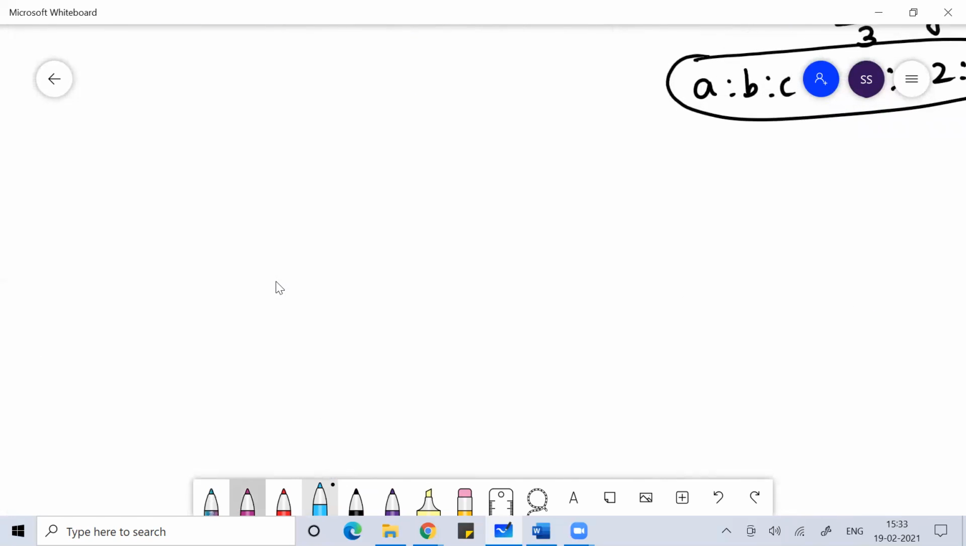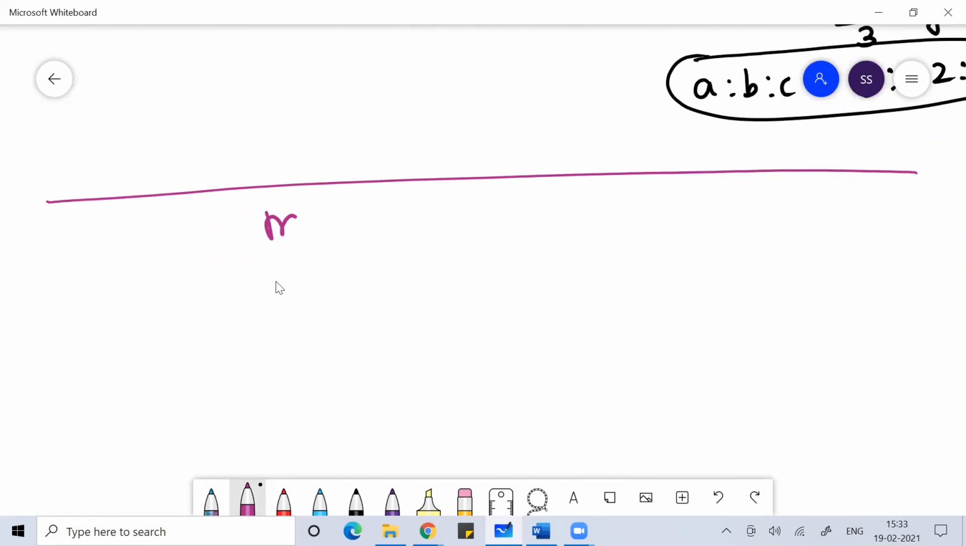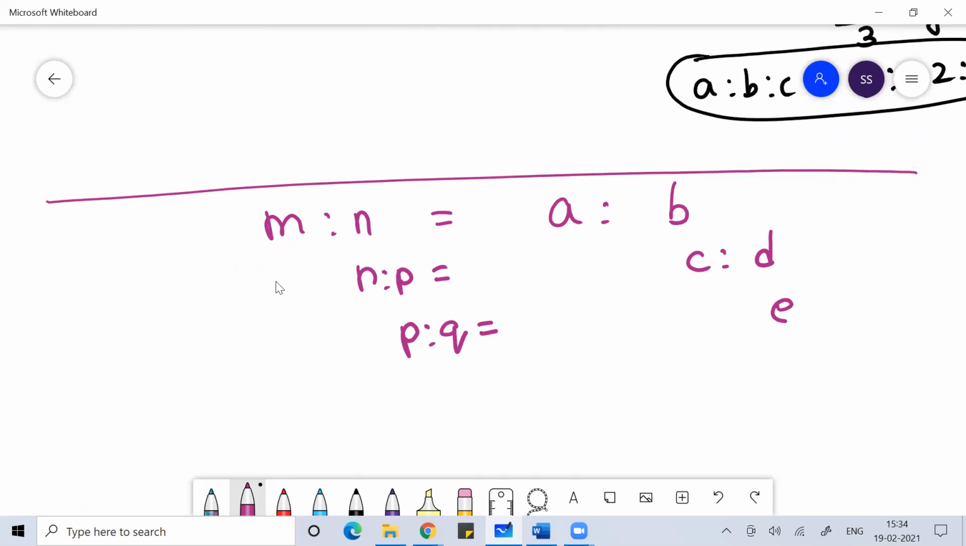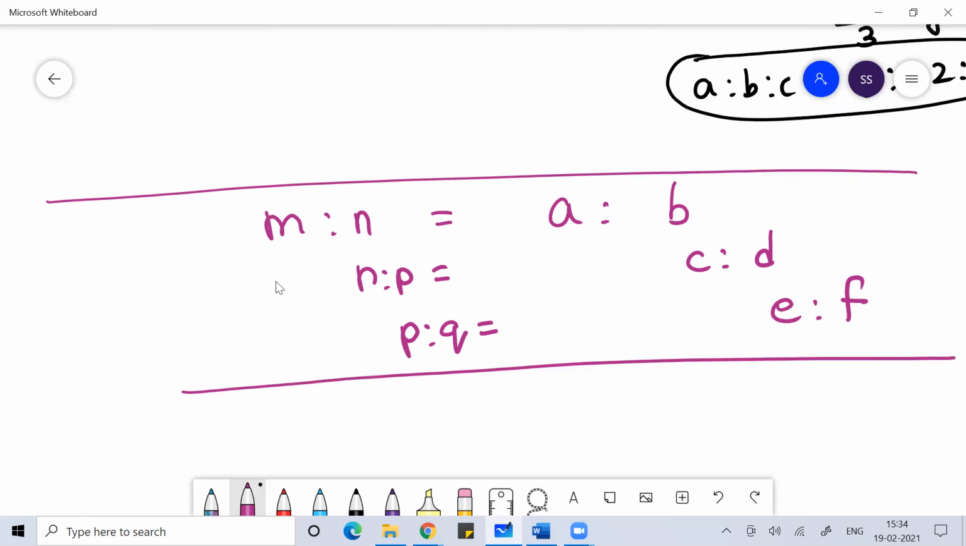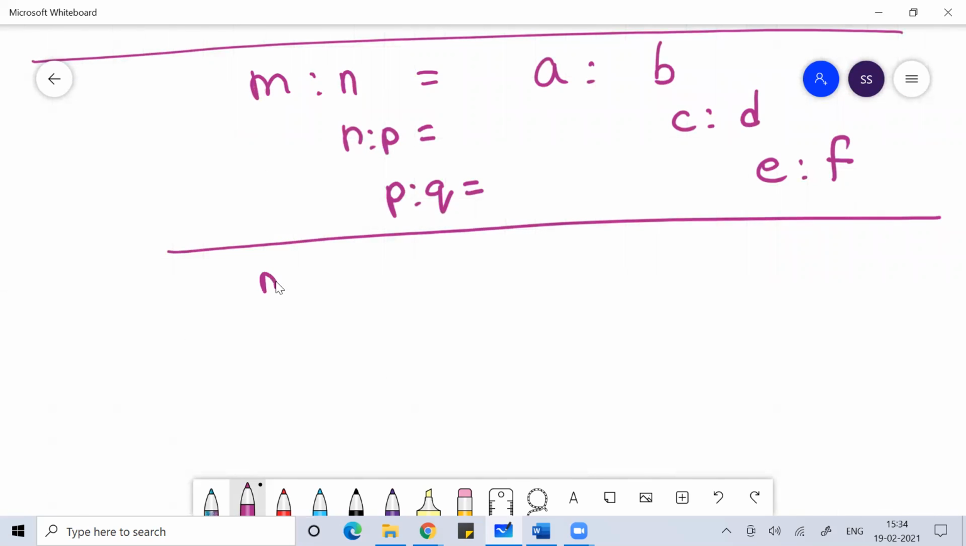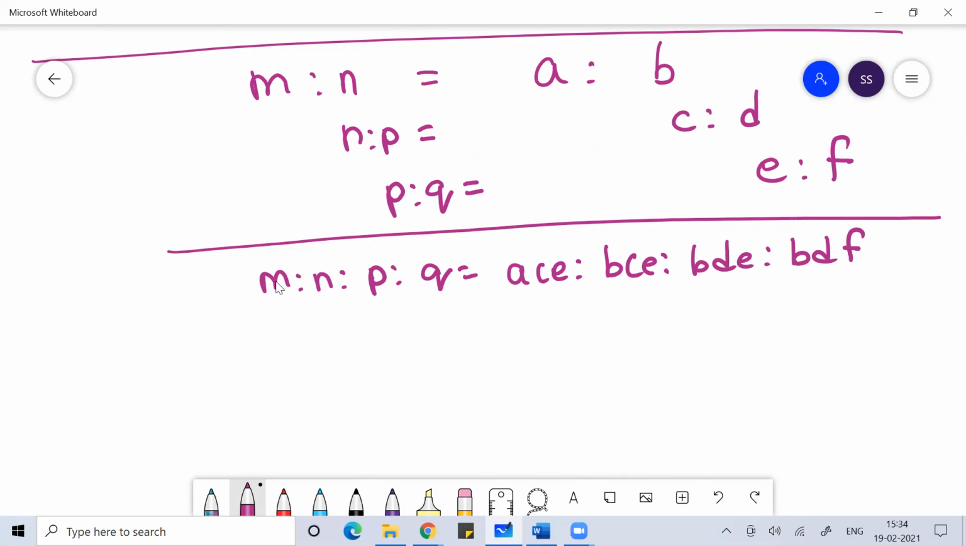Going further, similarly, I can say that if M is to N equal to A is to B, similarly N is to P is equal to C is to D, and P is to Q is equal to E is to F. Then if I ask you the relation, what is M is to N is to P is to Q, your answer will be ACE is to BCE is to BDF. So remember this relationship.